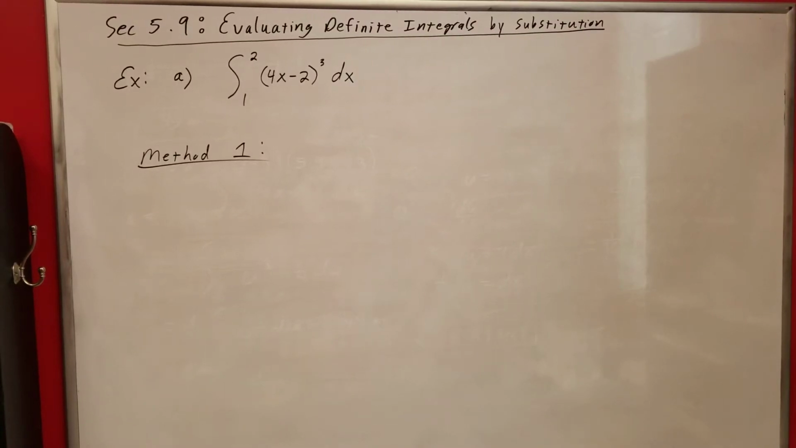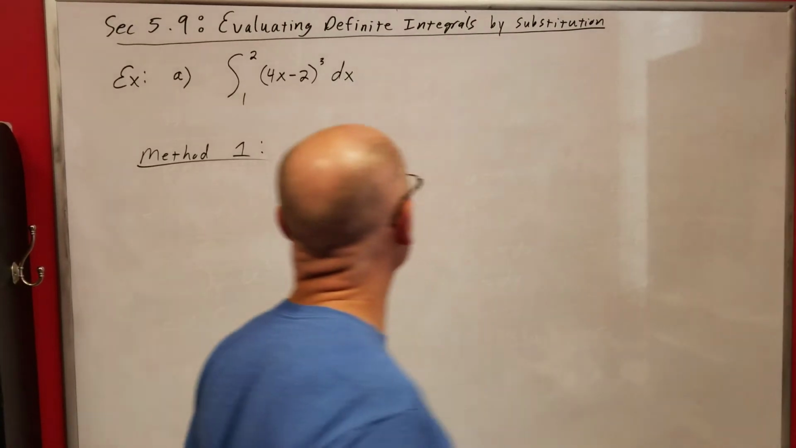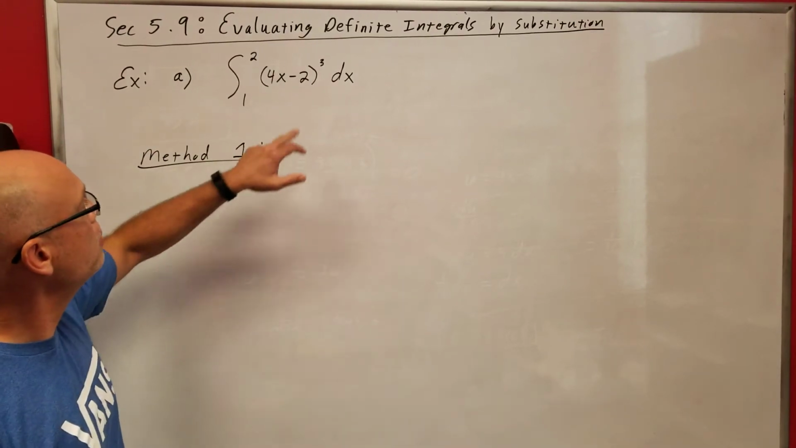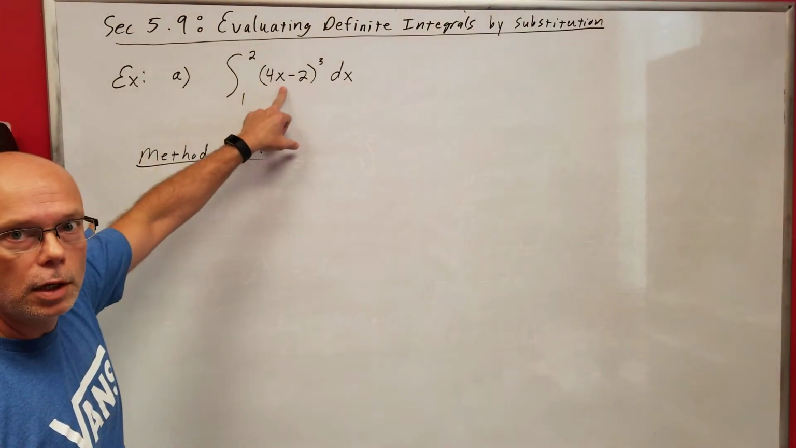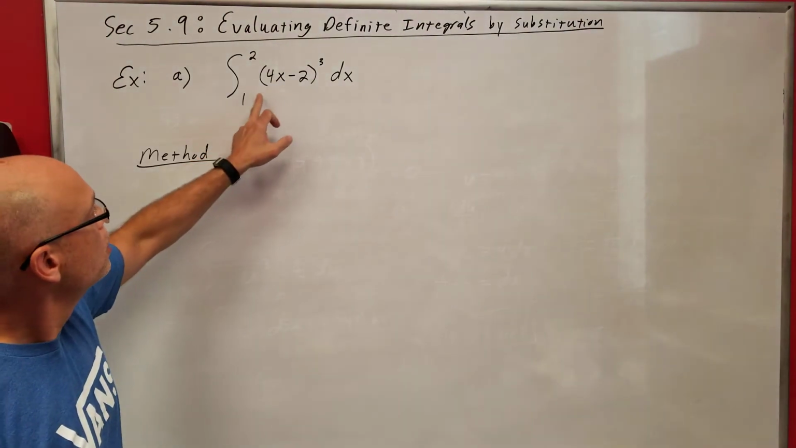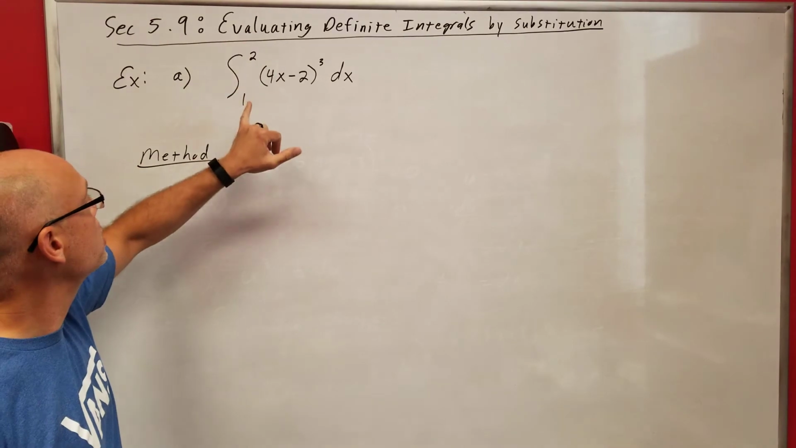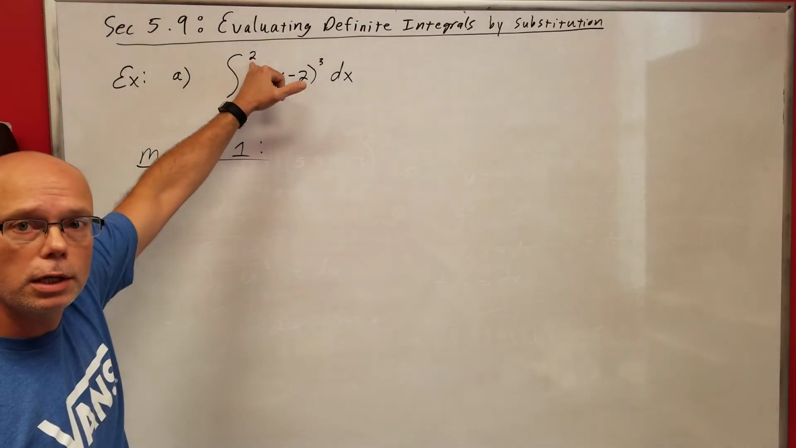Section 5.9, or last section of the summer semester here. All right, so we're going to evaluate with U substitution now. The only difference is before we said let's do U substitution without limits of integration. Now we're going to see how we handle it with limits of integration.